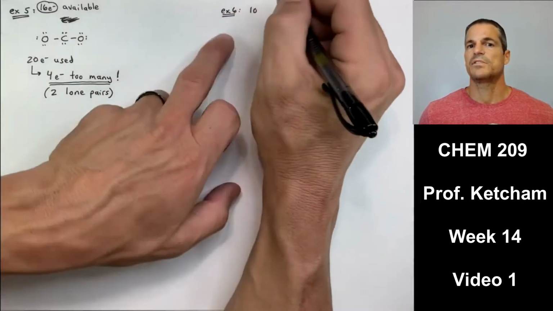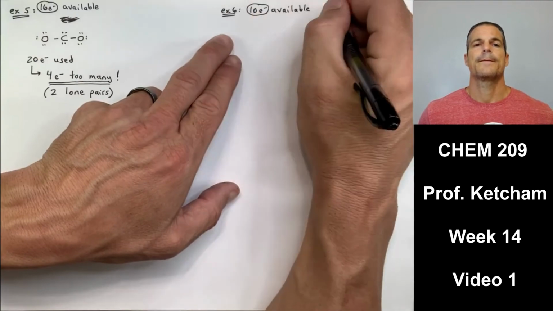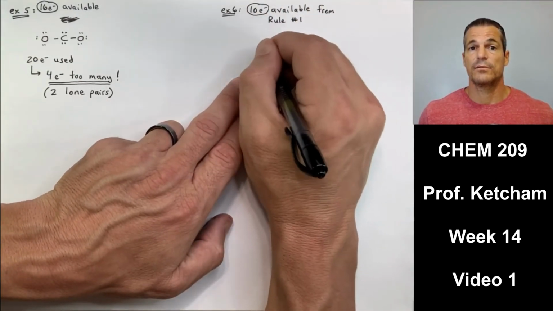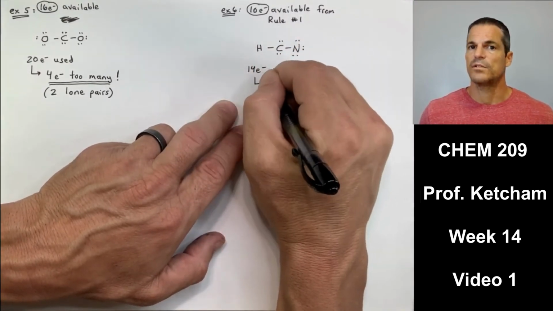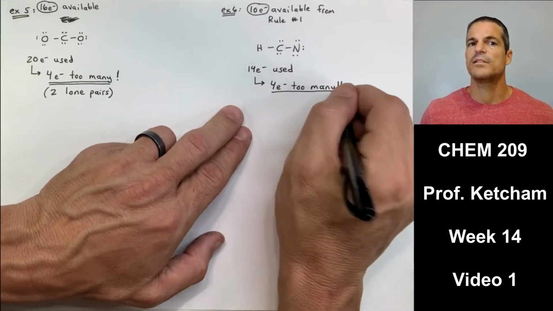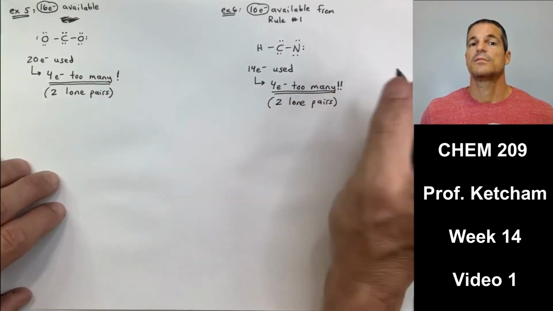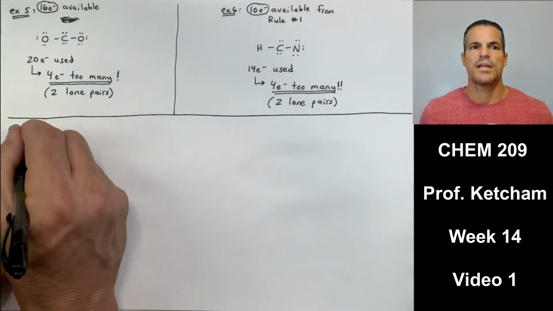All right, example 6, from rule number 1, I have 10 electrons available. All right, so what I have right now is the following structure that has 2, 4, 6, 8, 10, 12, 14 electrons. Yet again, 4 electrons too many. So I'm going to be very busy in the next rule here, erasing electrons. All right, so let's rewrite the rule, and then we'll bring those 6 examples in and take care of them.